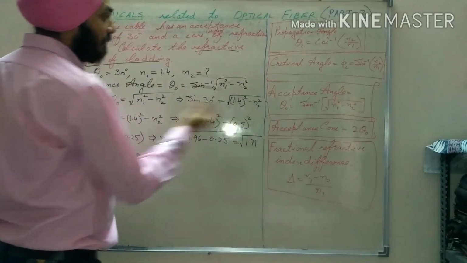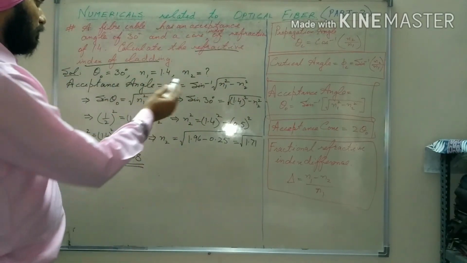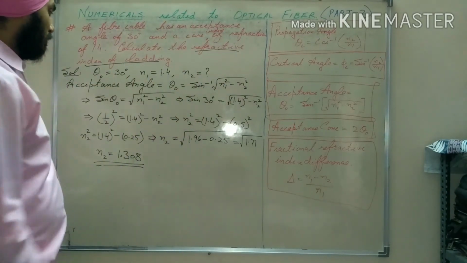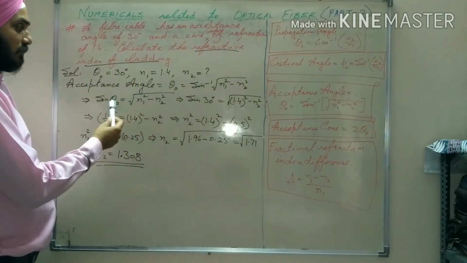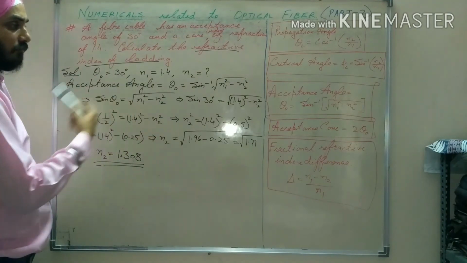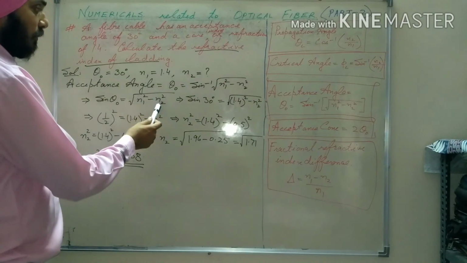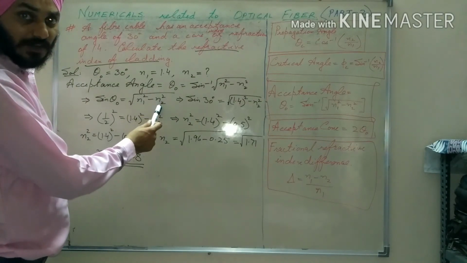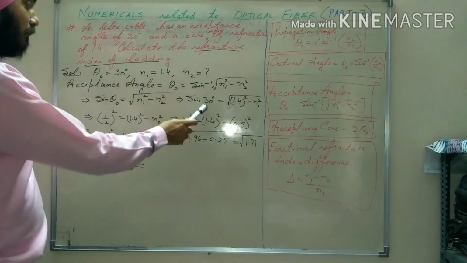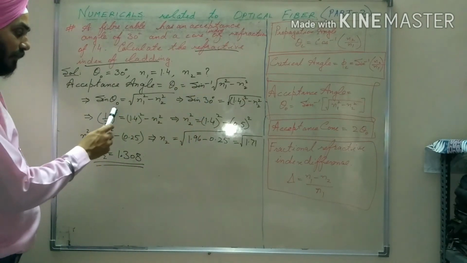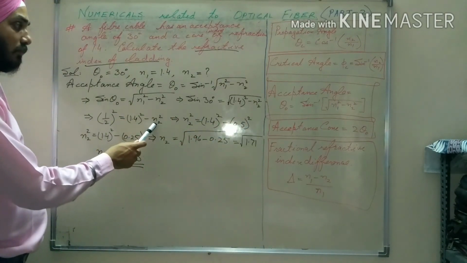The formula for acceptance angle is theta naught equals sine inverse of root n1 square minus n2 square. I take sine to this side: sine theta naught is equal to root n1 square minus n2 square. Squaring both sides, sine square theta naught is n1 square minus n2 square. Put the value of theta naught here, and our aim is to find n2, the refractive index of cladding. Sine 30 is 0.5, 0.5 square is 0.25, and 1.4 square minus n2 square.